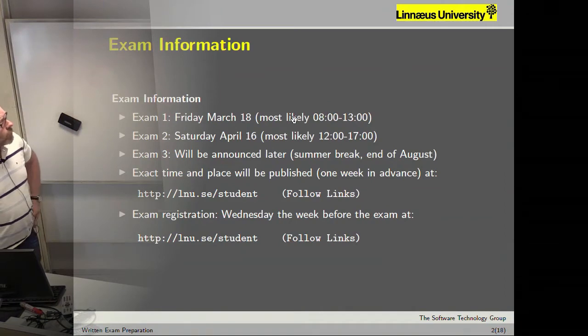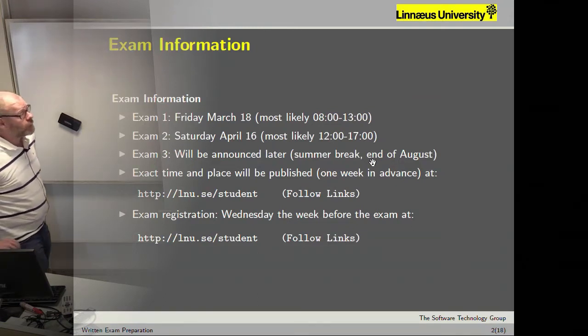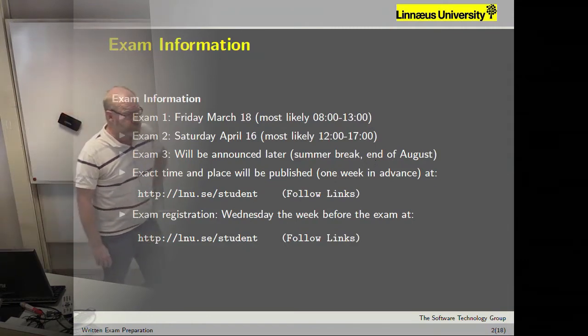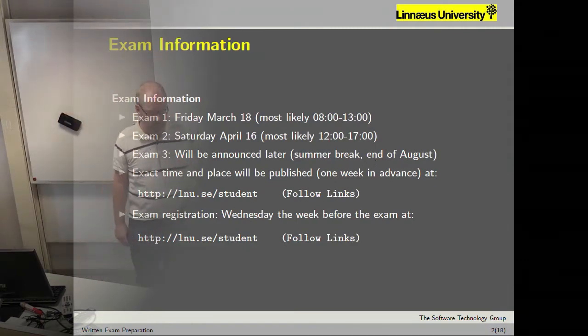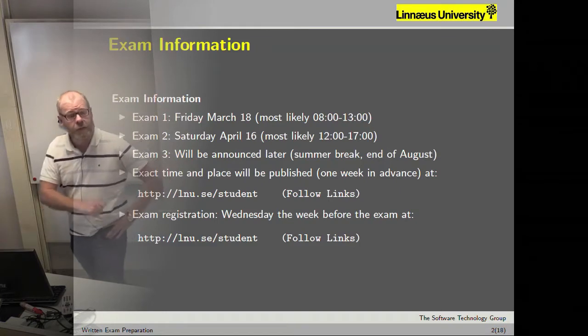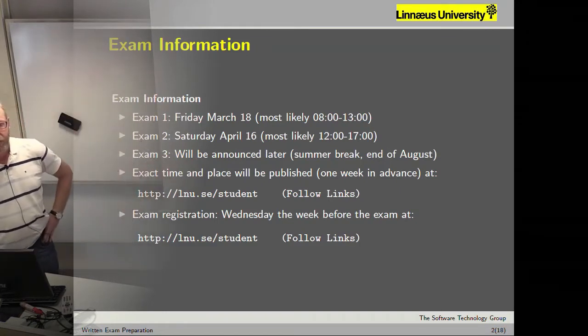Also, if you don't show up on this one, or if you fail, you will have a second attempt on April 16. Also, most likely 12 to 17. And a third opportunity to pass it will be announced later, but it will be after the summer break in the end of August. So you have 3 opportunities to pass this course, and if you fail, you will have to redo it next year. Questions about the setup?